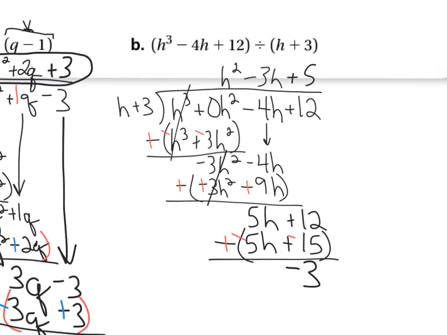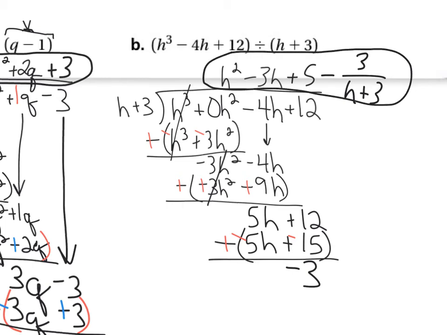So we got minus 3 over h plus 3, or if you want to say plus negative 3 over h plus 3, that would work also. And remember that h plus 3's got a force field, so you can't cancel anything out there. We're just going to leave it like that.